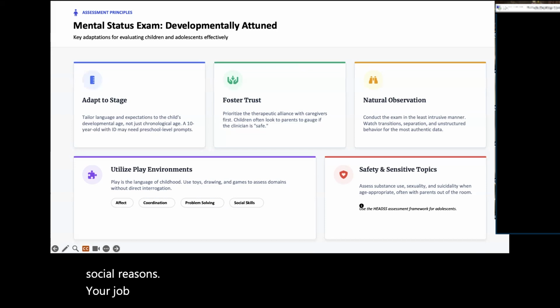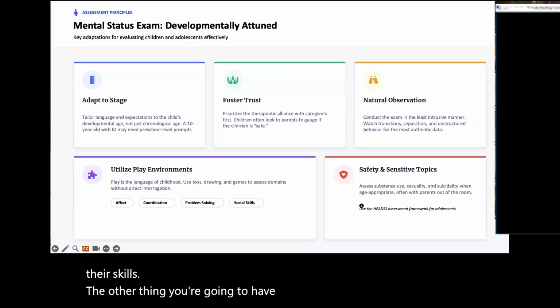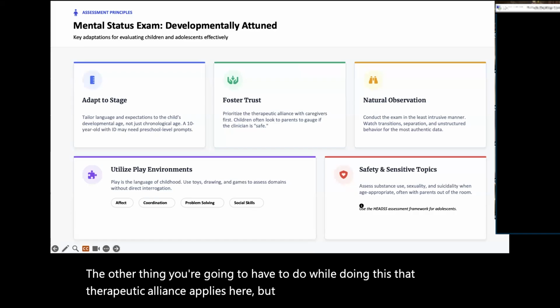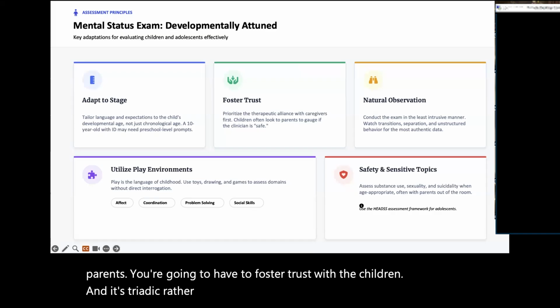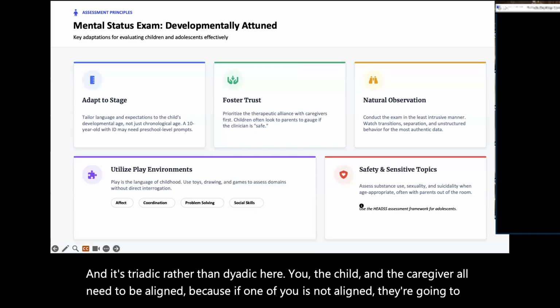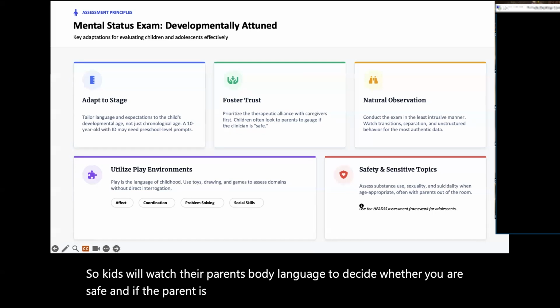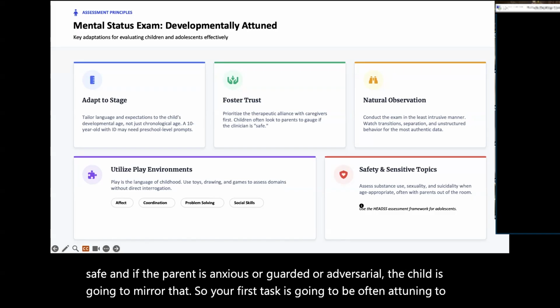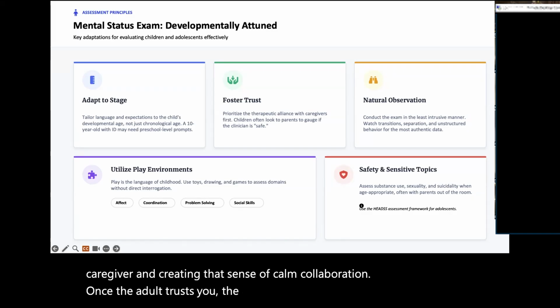Your job is going to be to tune your communication to their developmental bandwidth so that you don't overestimate or underestimate their skills. The other thing you're going to have to do while doing this is that therapeutic alliance applies here, but it needs to be with both kid and parents. You're going to have to foster trust with the children, and it's triadic rather than dyadic here. You, the child, and the caregiver all need to be aligned, because if one of you is not aligned, they're going to start sabotaging. Kids will watch their parents' body language to decide whether you are safe. And if the parent is anxious or guarded or adversarial, the child is going to mirror that. So your first task is often attuning to the caregiver and creating that sense of calm collaboration. Once the adult trusts you, the child will usually follow.